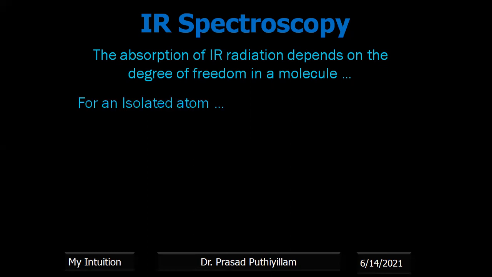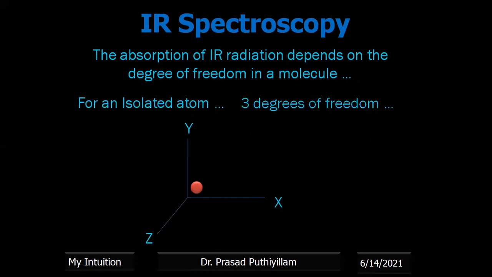If you consider an isolated atom, a single stable atom, I am giving the Cartesian points, X, Y, and Z, three directions mentioned here. This is an isolated atom, a single atom. There are no bonds as such; a single atom will not have bonds. So it has 3 degrees of freedom. That means it can move in X direction, Y direction, or Z direction. Since it is a single atom, there is no rotation or vibration, and it will not give any dipole moment change either.